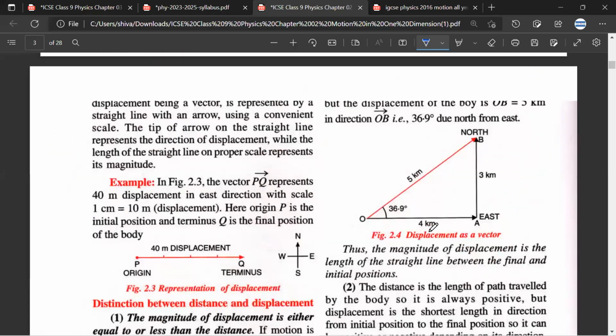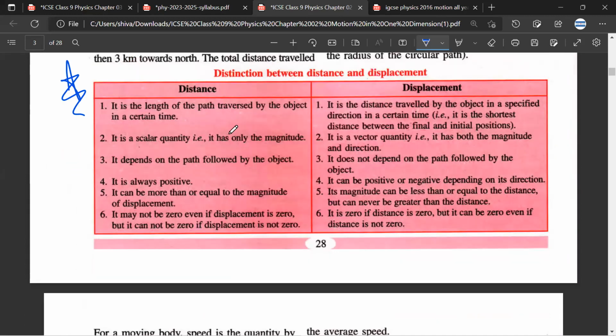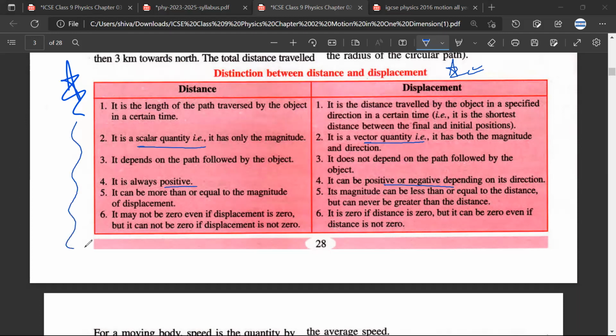Okay. Another thing, I'll send you the scan of this particular column. You should be very clear about the difference between distance and displacement also. In one way or the other, this might be asked. Distance is a scalar quantity, displacement is a vector quantity. Distance is always positive, while displacement can be positive or negative as per the direction. So this is one of the important differences. Are we clear till here?